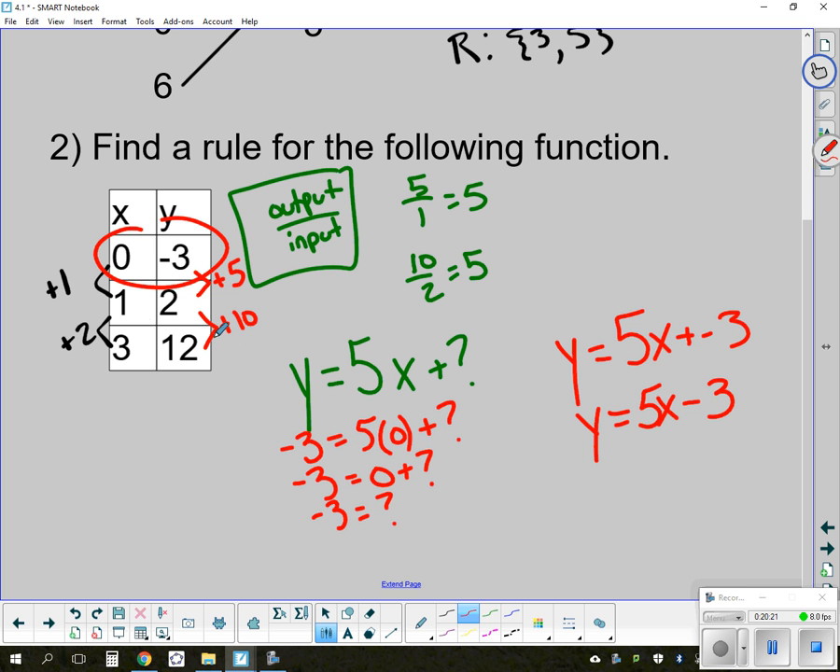Check that with one of your other ordered pairs. I'm going to check it with the 1, 2. So if I plug 1 in, 5 times 1 is 5, minus 3, sure enough, that gives me 2, so that one worked. 5 times 3 is 15, minus 3 is 12, so that one works as well. Okay? So again, it's okay if these things are different as long as this part, 5 over 1, 10 over 2, as long as that comes out to be the same number. Put that number next to the x and then figure out what you should add or subtract.